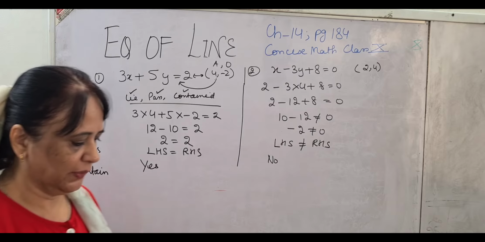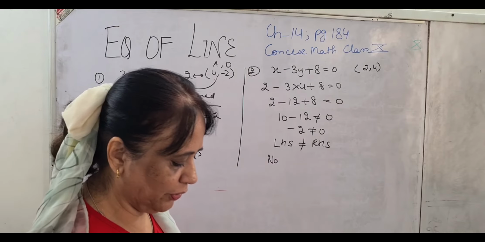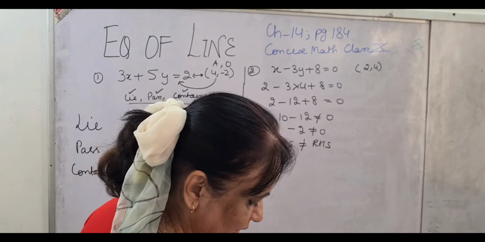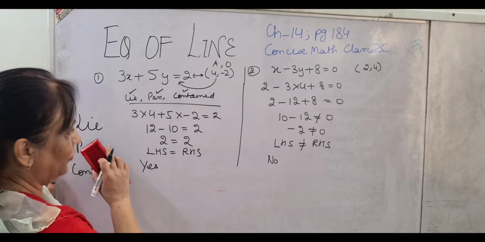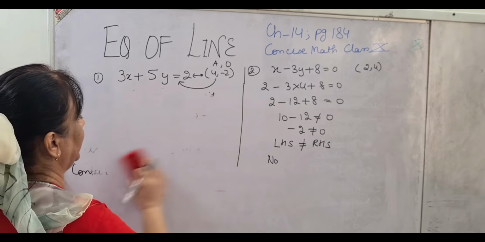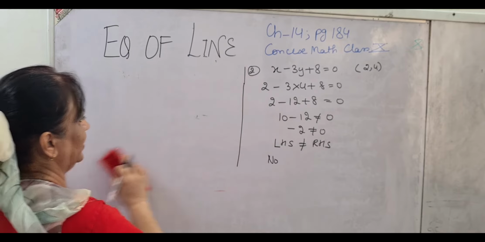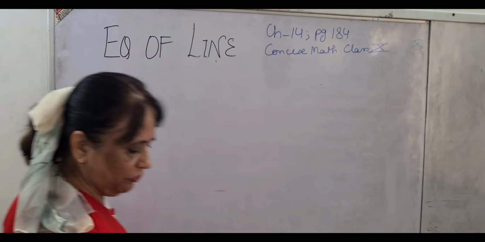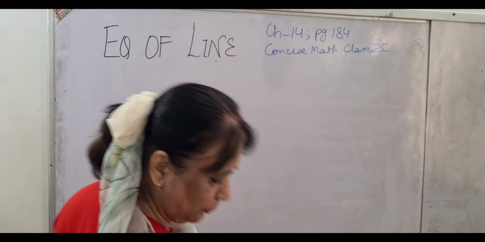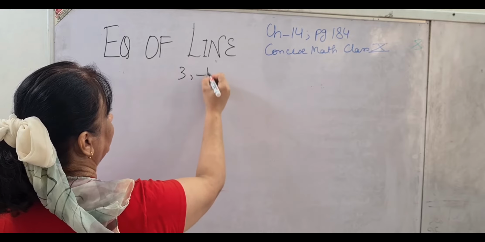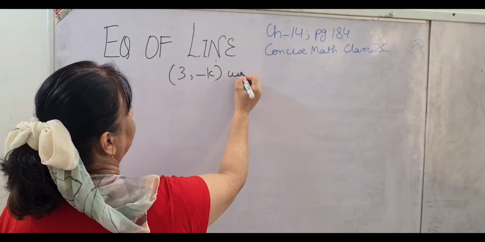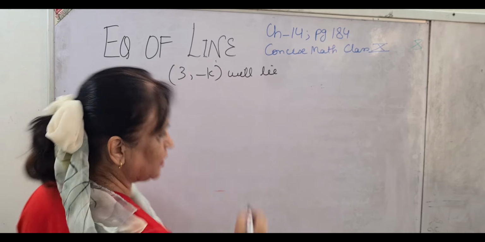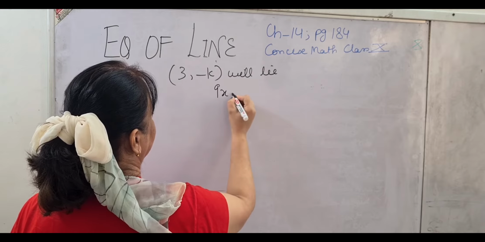For example, let me take question number 4 of your page 185, exercise 14A. Question number 4. Please children, read with me. For what value of k? Just a little difference, very little difference. Same concept, but a little difference only. For what value of k will the point 3 and minus k lie on 9x plus 4y is equal to 3.